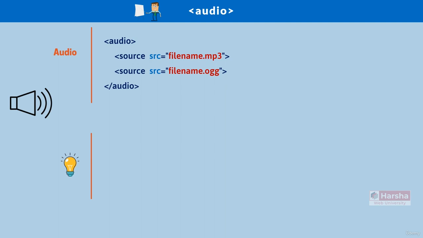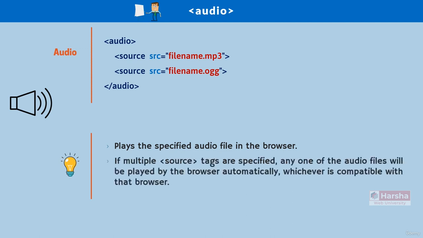Each source tag specifies the path of the file which you want to play. Generally, the web browsers support two major formats, that is MP3 and OGG. So, you have to convert MP3 into OGG format, which is the open source format for audio files. So, you will have to specify the same audio in two formats, MP3 and OGG, because some browsers support MP3, some browsers support OGG format, and some other browsers support both formats.